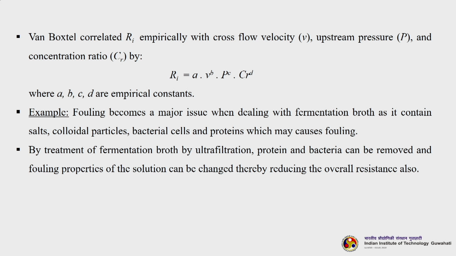Von Boxtel correlated Ri empirically with a cross flow velocity, upstream pressure and concentration ratio and proposed this particular equation. So, Ri equals A V to the power of B, P to the power of C and CR to the power of D. So, CR is the concentration ratio. So, A, B, C, D are the empirical constants. For example, why this is necessary, we are talking about this actually and fouling problems also become very severe. So, for example, we are taking a fermentation broth.